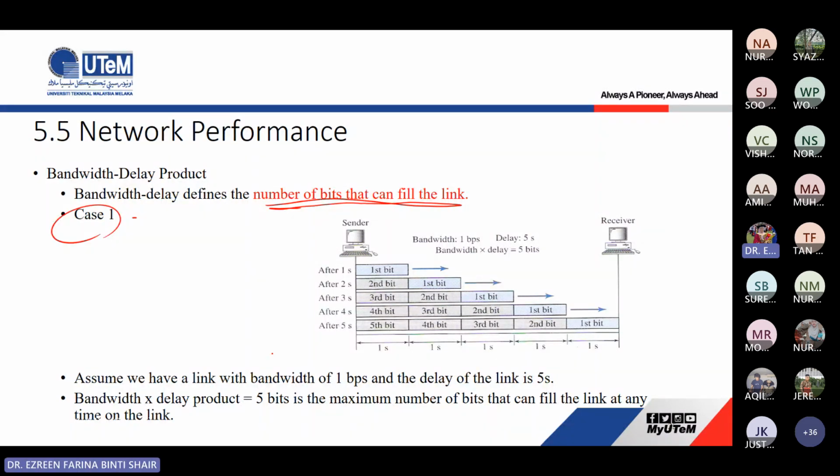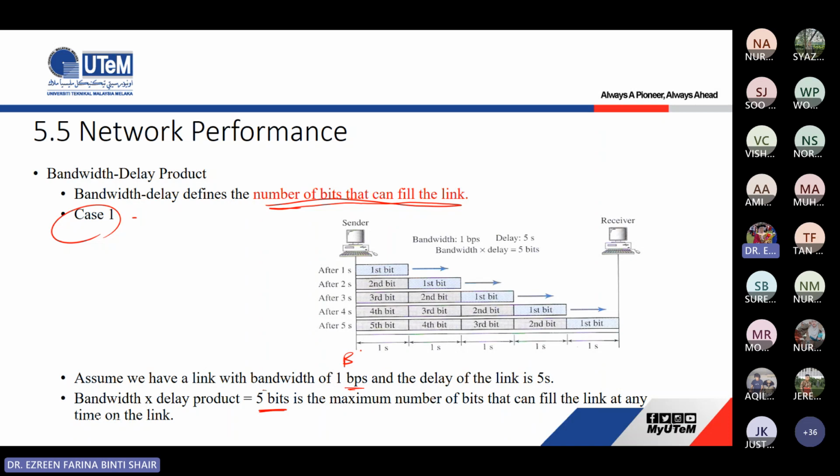Let's look at case 1 here. Assume we have a link with a bandwidth of 1 bit per second, and the delay of the link is 5 seconds. So you can calculate the bandwidth delay product. You multiply the bandwidth with the delay, and you will get 5. So 1 multiplied by 5, you will get 5. Meaning that 5 bits is the maximum number of bits that can fill the link at any time. Can you understand this?